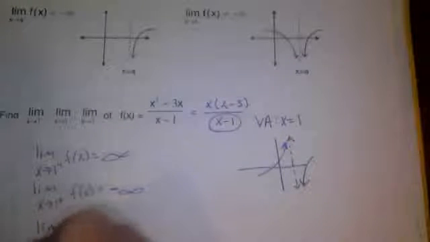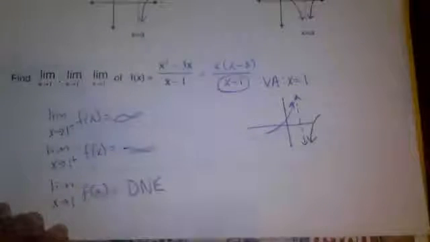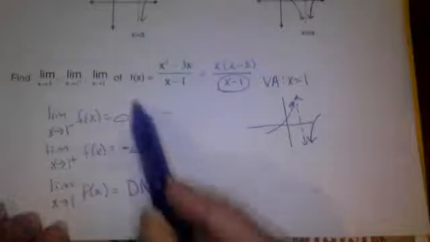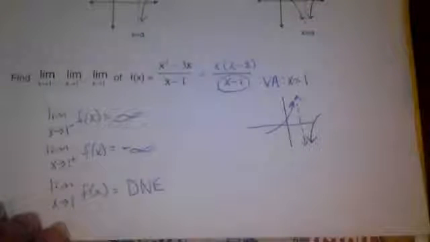The overall limit as x approaches 1, even though we can describe what's happening on the graph, it asks for the overall limit and they are not going in the same direction. I can't describe that, so I'm going to have to say that it does not exist. Even though these also don't exist, I can at least describe what's happening.